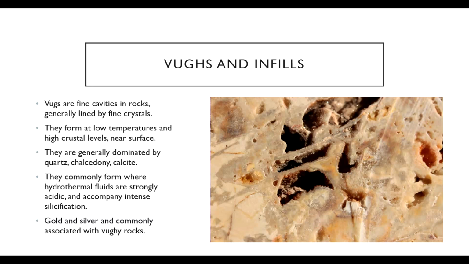So you might get molybdenum, it's quite common. Sometimes you get gold and silver, and they just form in these vugs or miarolitic cavities. And so again, they're commonly dominated by quartz and calcite.